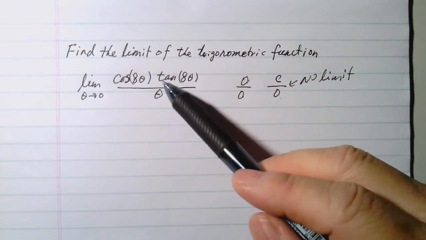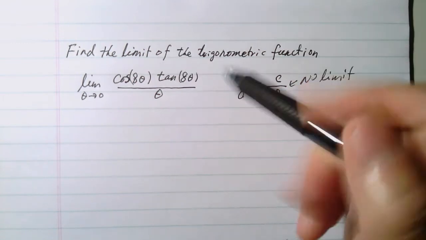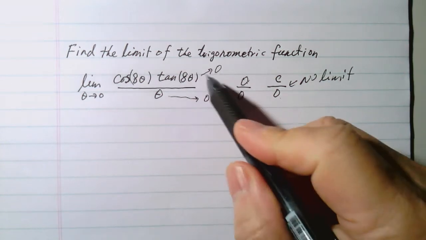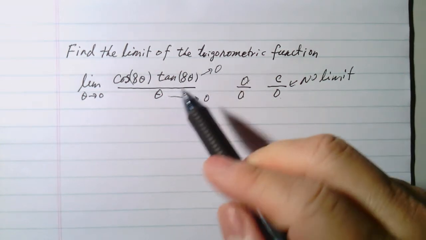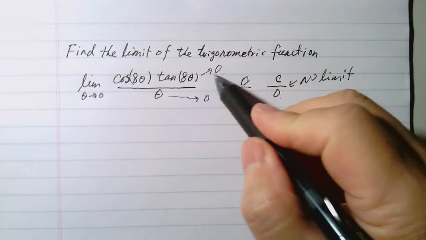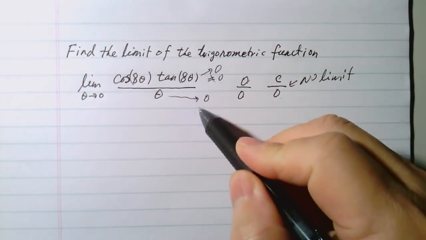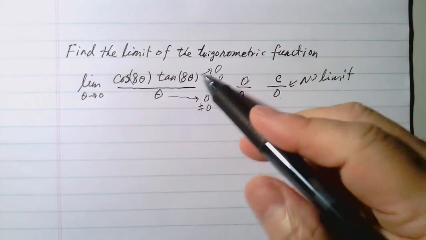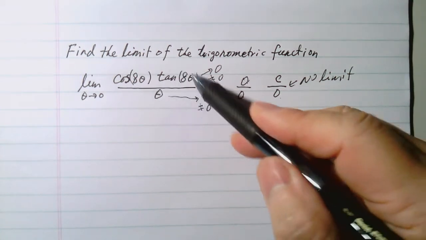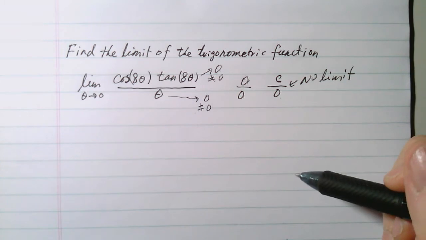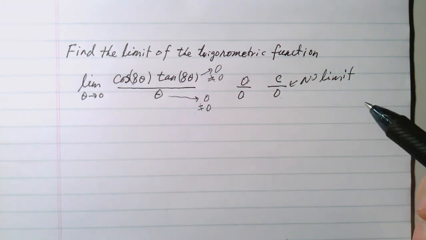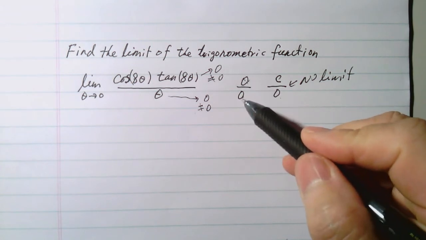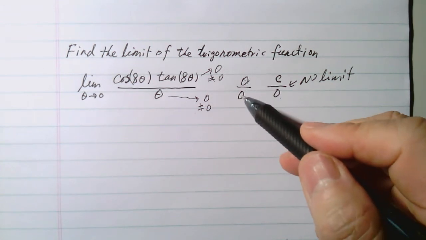Because remember, those things approach 0. They both approach 0, but that does not mean they are equal to 0. They are not equal to 0, so their ratio may exist. So when you have a 0 divided by 0 form, don't just say, oh, it does not exist.